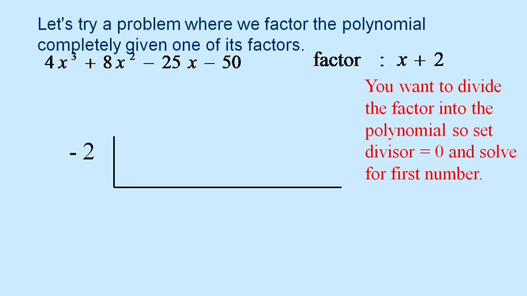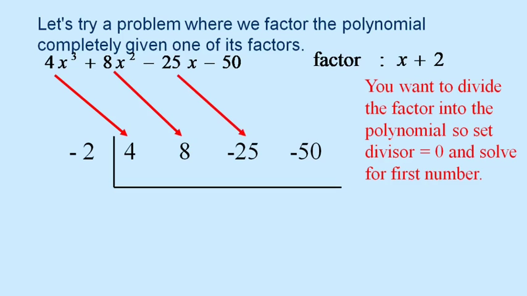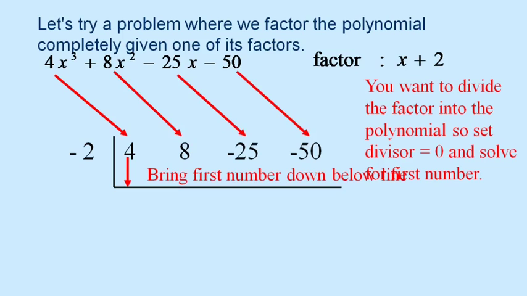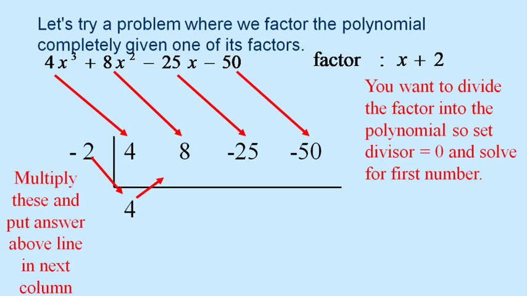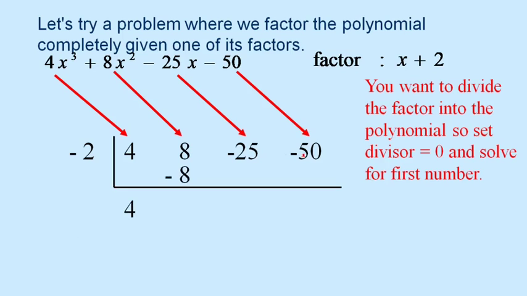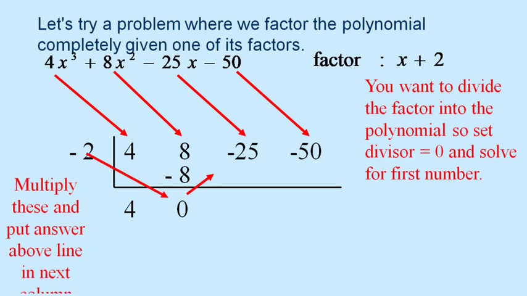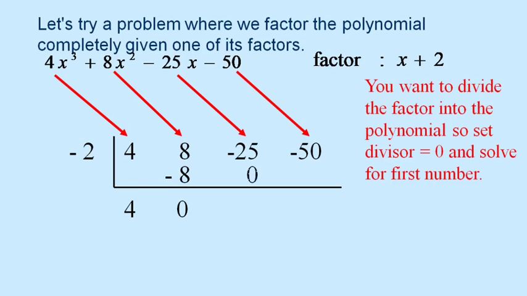We will equate x plus 2 equals to 0, so it will become minus 2, and then we can take 4, 8, minus 25, minus 50 in their places. Then bring 4 below this line. 4 into minus 2, that is minus 8, minus 8 plus 8, that is 0. Then we will multiply minus 2 and 0. It will give us 0 again.